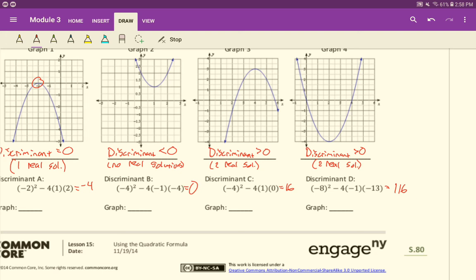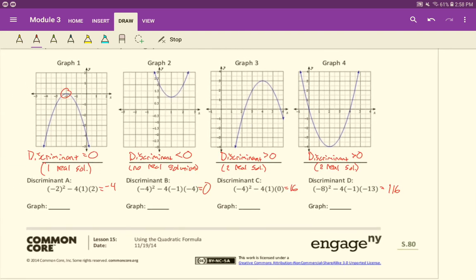There we go. Okay, so what matches with what here? Well, here is the only negative discriminant, which would correspond to the no real solution situation. So that means this is graph 2. Okay, here is the 0, so that means discriminant is equal to 0, so that's the 1 real solution, so that would be graph 1.